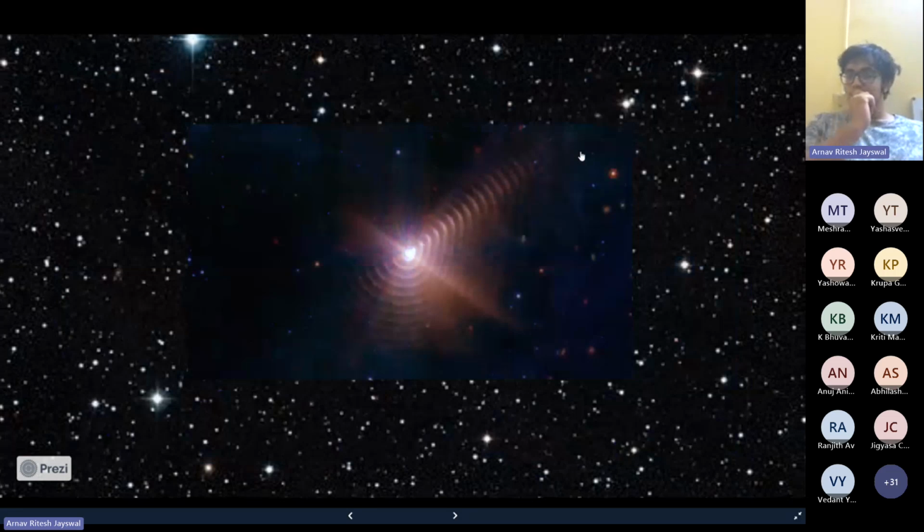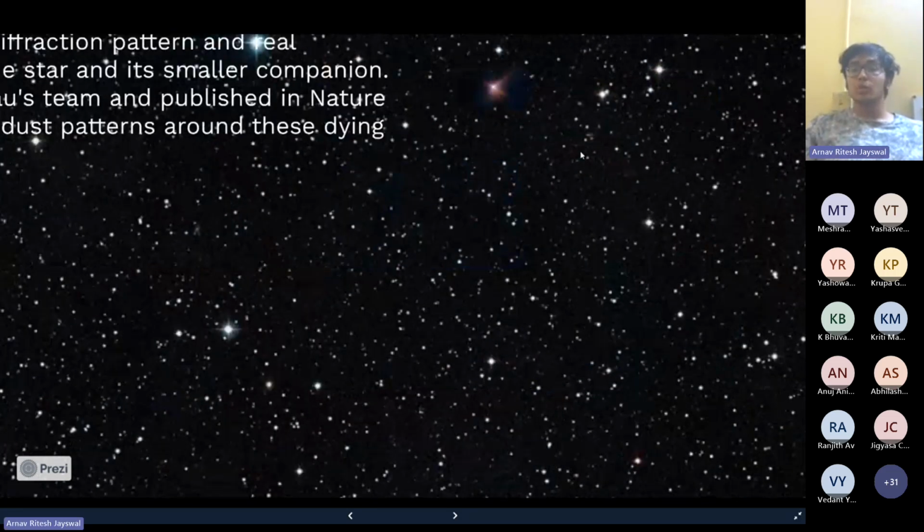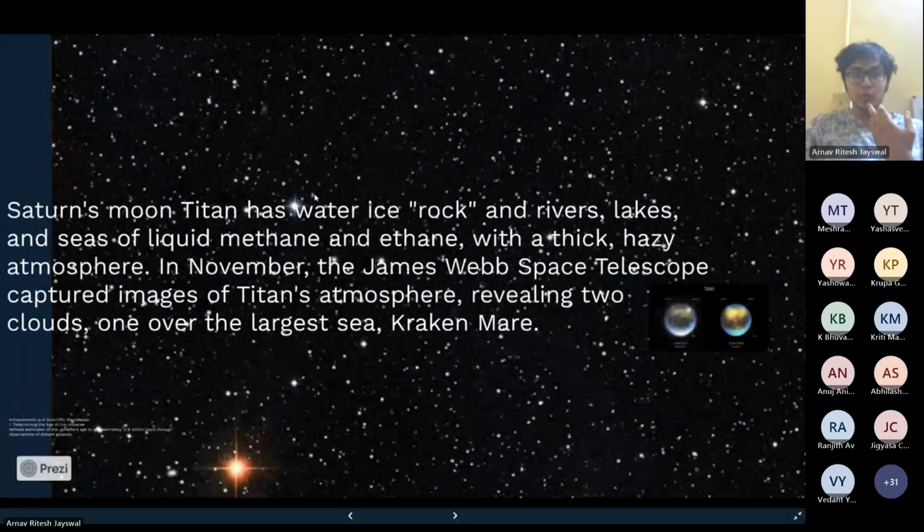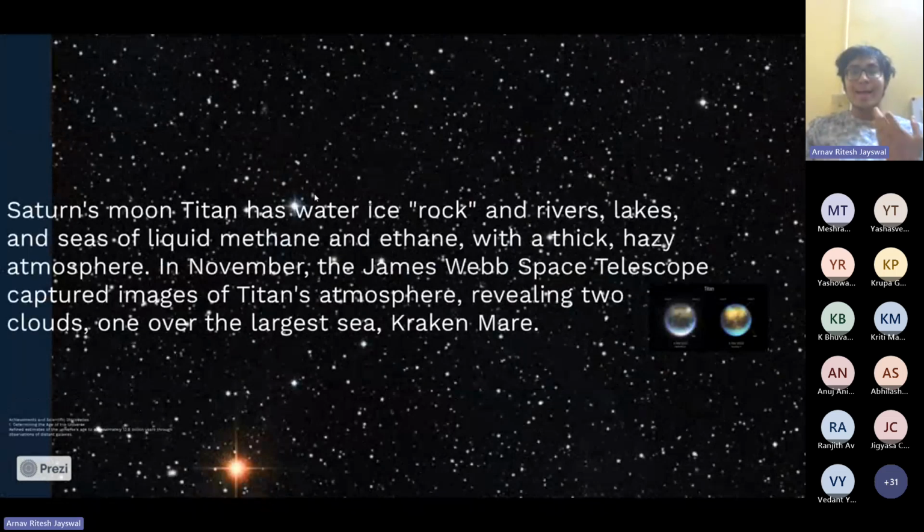And also, it observed Saturn's moon. So we have known for a long time that Titan, one of Saturn's most famous moons, has ice and rivers and lakes of liquid methane and ethane with a pretty thick atmosphere. In November, the JWST actually captured images of Titan's atmosphere, and it revealed some clouds over the atmosphere.